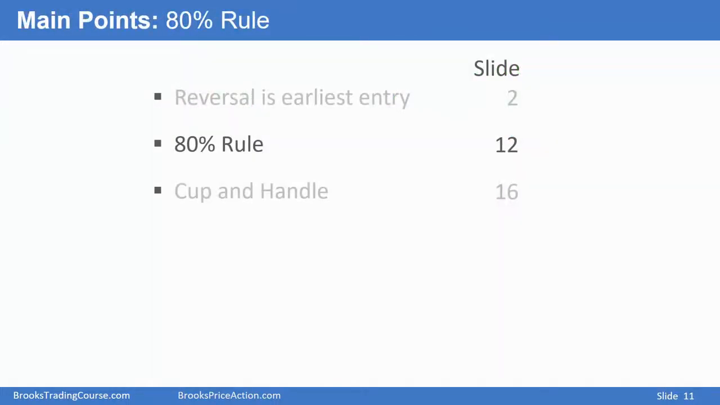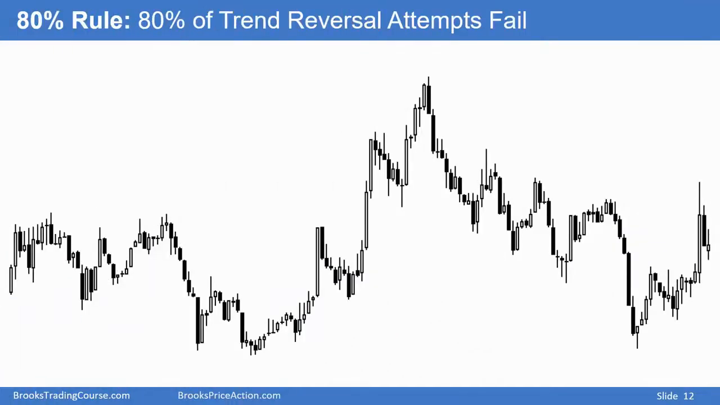I just talked about how in a strong bull trend, most resistance fails. 80% of resistance fails. The market keeps going up. And in a bear trend, most support fails. That's my 80% rule. 80% of reversal attempts in a strong trend will fail.